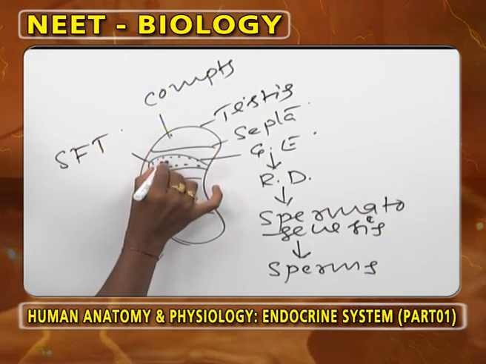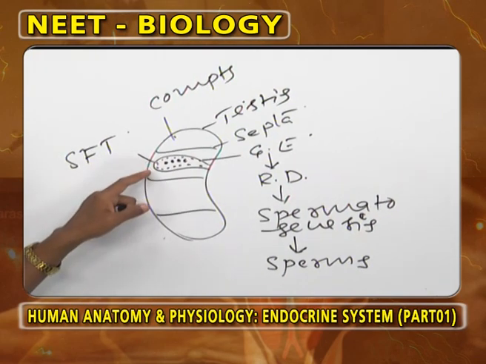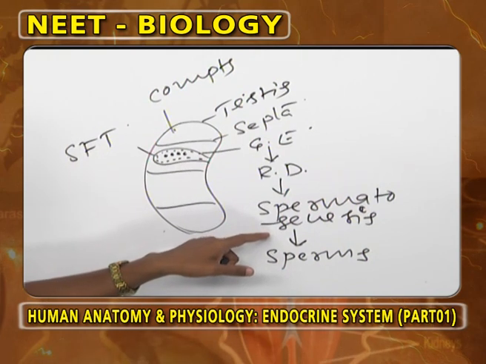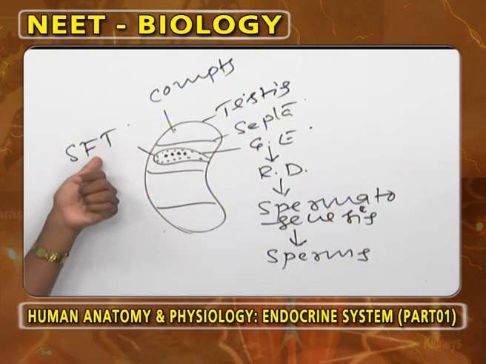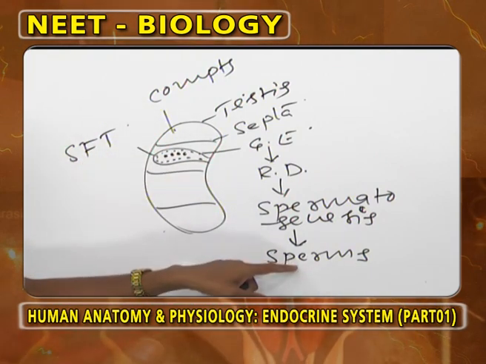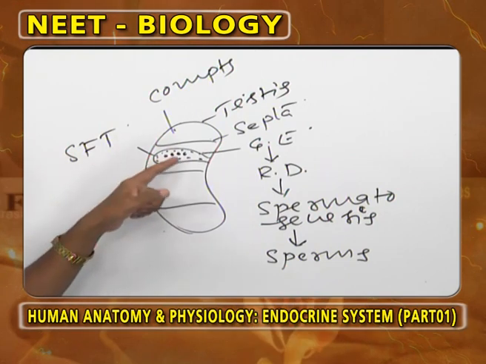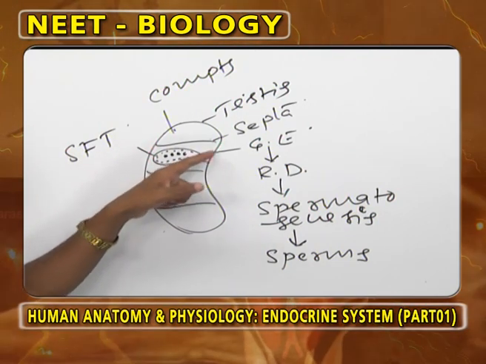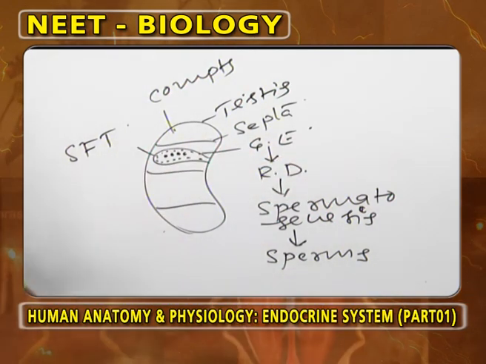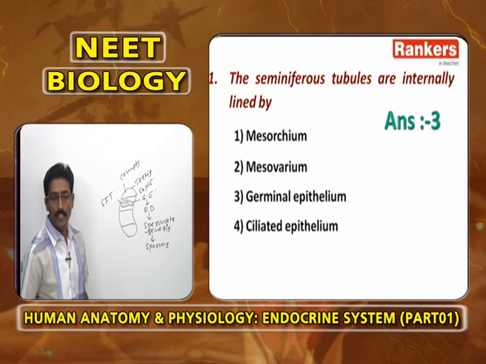These dots indicate the haploid sperms. What is the site of spermatogenesis or reduction division? The answer is the seminiferous tubule. Where does haploid spermatozoa formation take place? The seminiferous tubule. Each seminiferous tubule is lined inside by what type of epithelium? Germinal epithelium. The answer is the third option. Now we go for the next question.